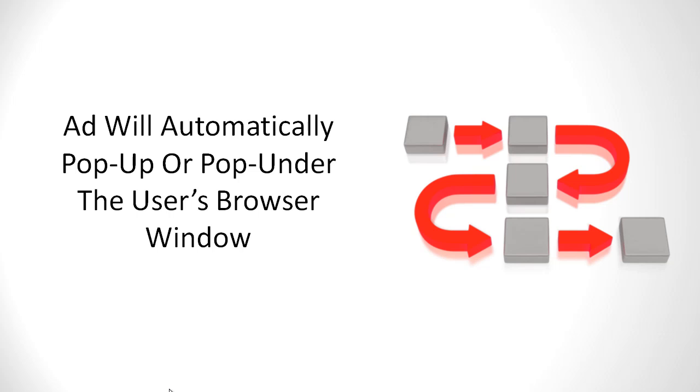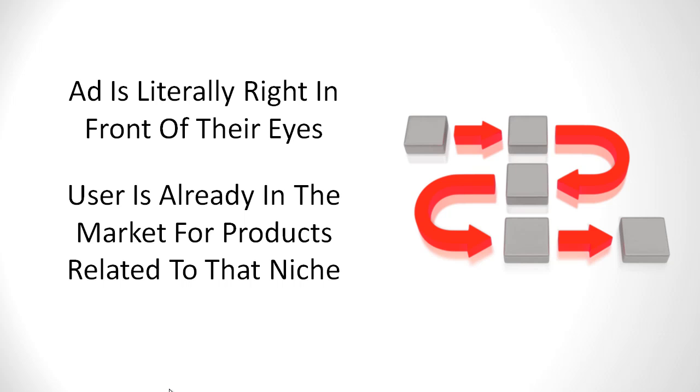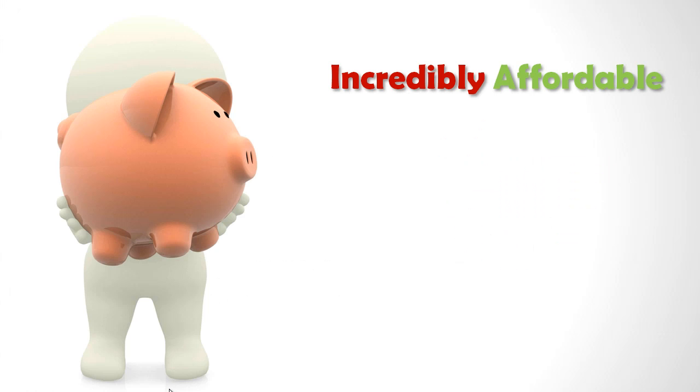For example, assume you work in the auto insurance niche and you have bid on the URLs for all the major car insurance companies. Whenever users who have installed the adware search for any of those businesses, your niche-specific advertisement will appear on their screen. This is doubly potent because your ad is literally right in front of their eyes, and also because the user obviously is already in the market for products related to that particular niche. Another benefit of PPV is that it is incredibly affordable.